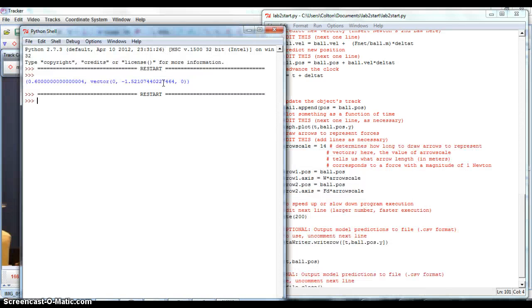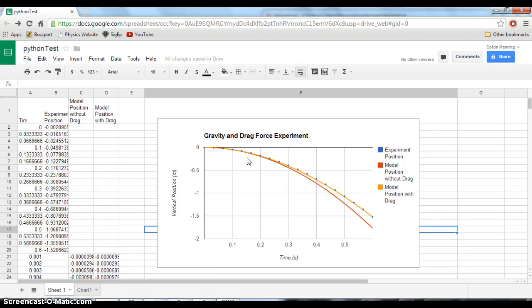And when we look at the value produced through VPython, we see that this value is exactly equal to the value that we had during Tracker. So this is a pretty good, if not identical, representation to what we had during our Tracker. And when we view our line graph, we do see that the model position with the drag that we just added is almost identical to the experiment position.